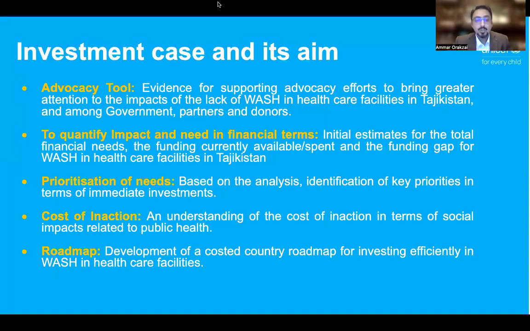Secondly, it was also to ensure that we are able to quantify the impact in financial terms. So initial estimates were put together, and data was collected. I'll also come to the point on how we really collected that data. We also looked at the currently available budget and what is being spent, and what the funding gap is when it comes to WASH in healthcare facilities, to really quantify this, because generally we have been talking about this at various forums, but there were no really clear figures behind it.